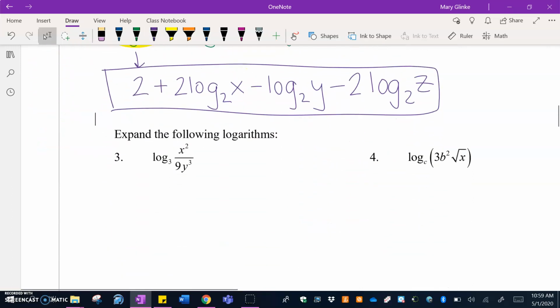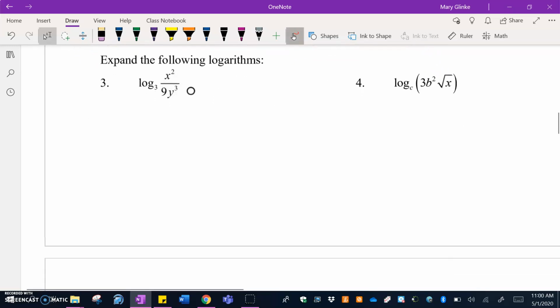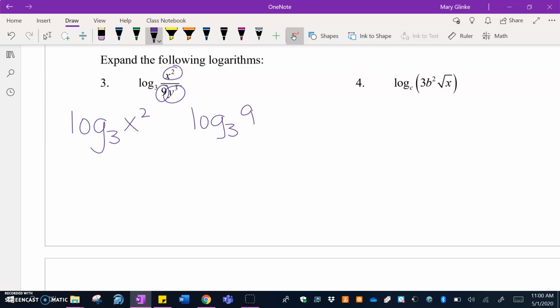So let's go ahead and take a look at a couple more that we want to expand. We're going to use that same method. Number 3, we're going to write 1, 2, 3 different logarithms because I see 1, 2, 3 different terms. So I have log base 3 of the x squared. I have log base 3 of 9. And I have log base 3 of y cubed. Then for each of these, we have to figure out if they're positives and negatives. Anything in the denominator has a negative exponent, so those ones are the minus signs.